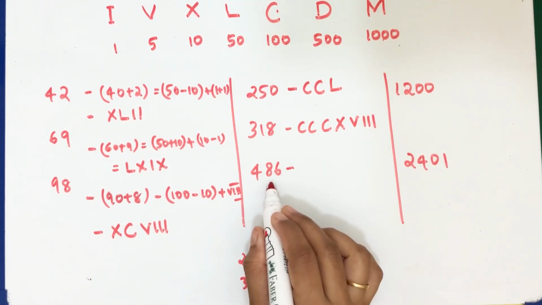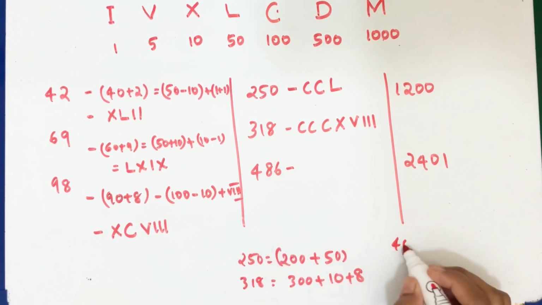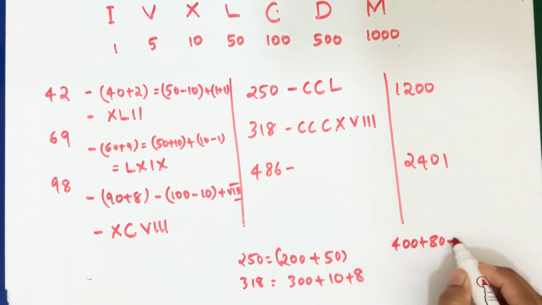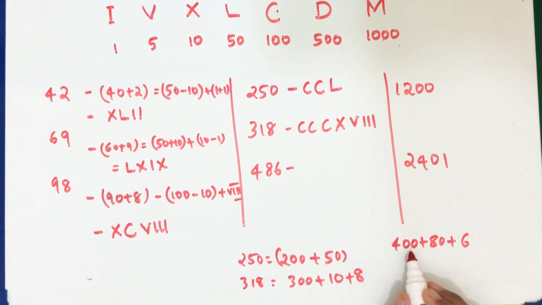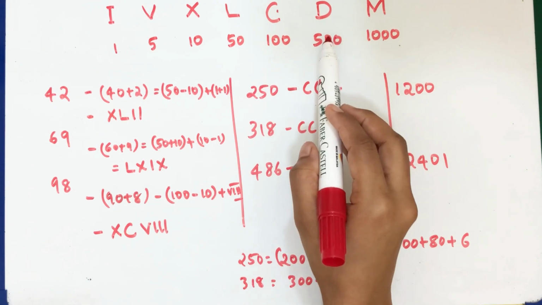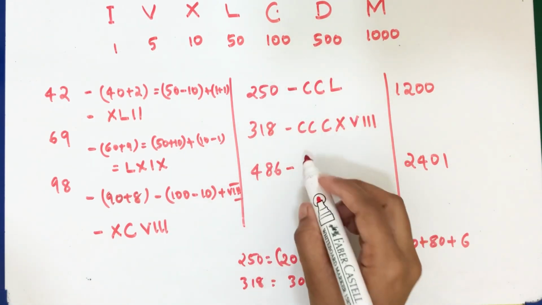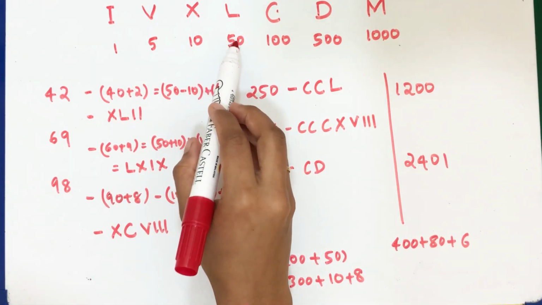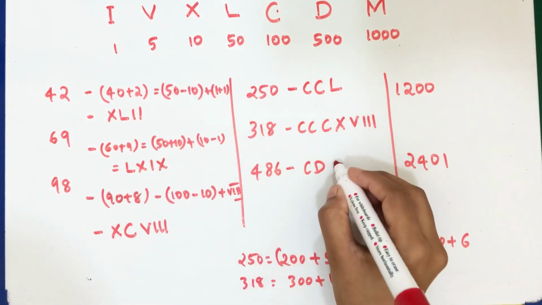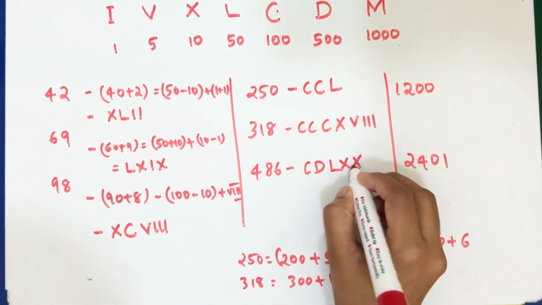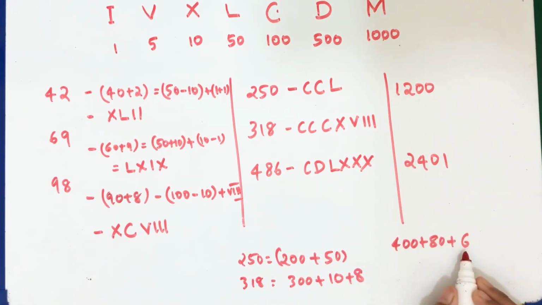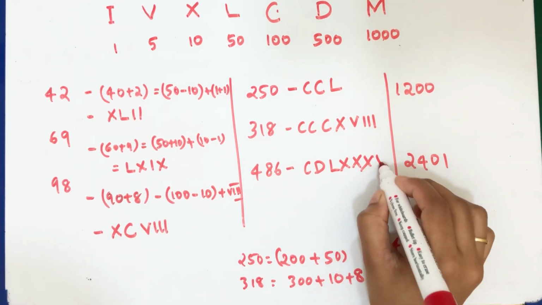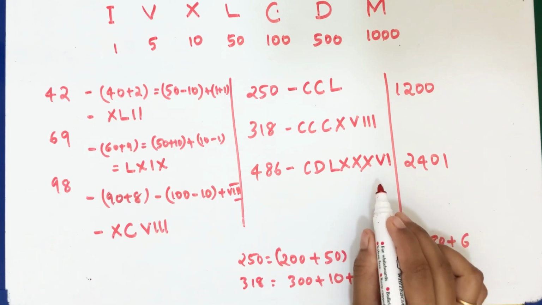Now 486. 400 plus 80 plus 6. 400 is 500 minus 100. That is 100 is C, 500 is D. So 400 is CD. And 80 is 50 plus 30. 50 is L. 30 is 10, 10, 10. 6 is 5 plus 1. So this is 486.